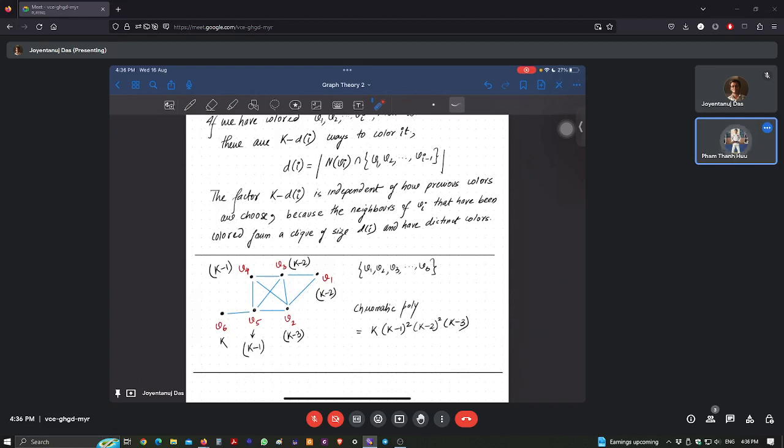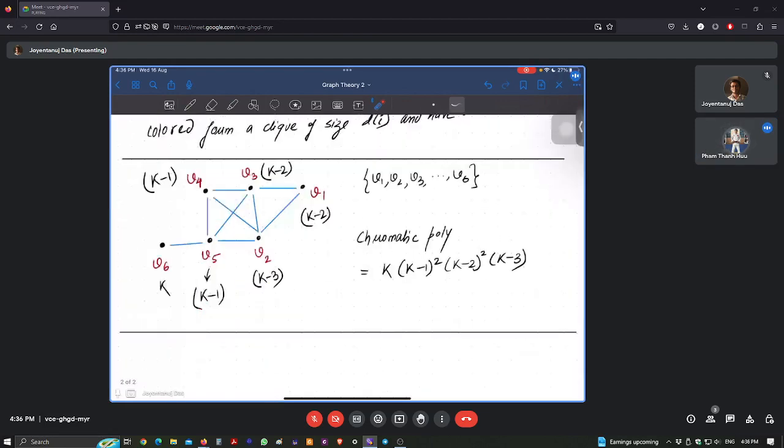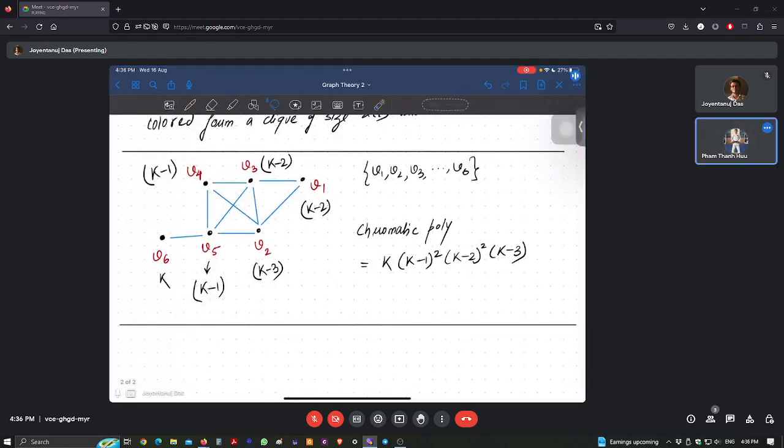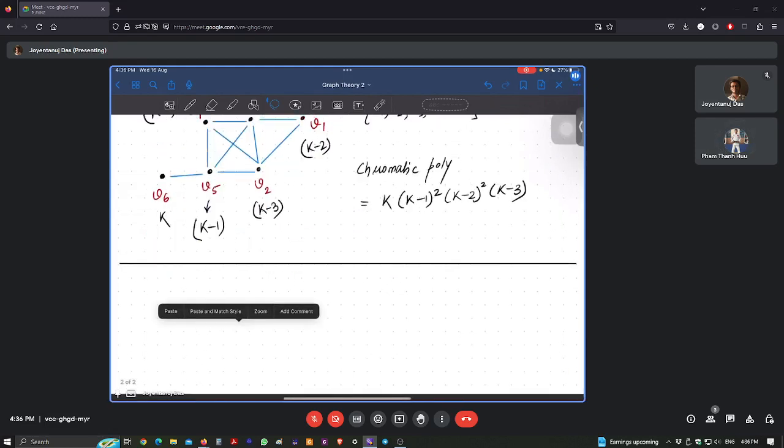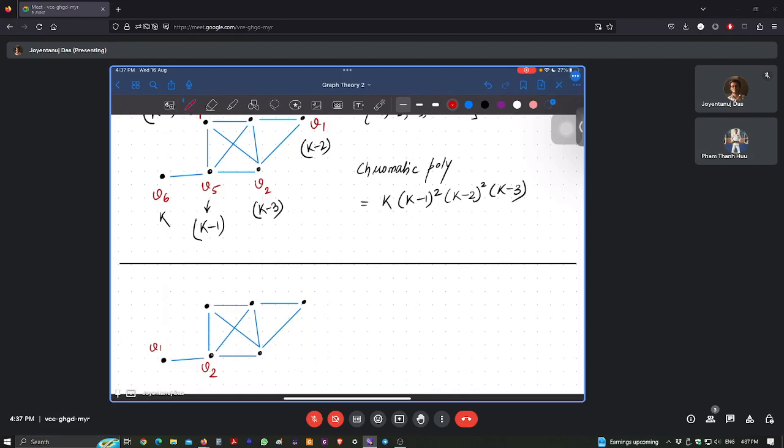The neighborhood of vi intersected with the earlier vertices. So it will be more correct if I do it like this. Let me copy the graph. This chromatic polynomial is correct, so that is not a problem. But if I name these vertices like this, it will be easier for me. So this is v1, this is v2, this is v3, v4, v5, and v6, then it is easier to construct.